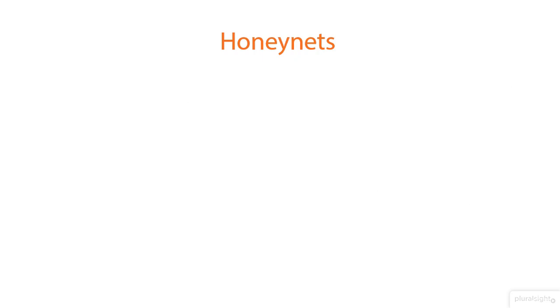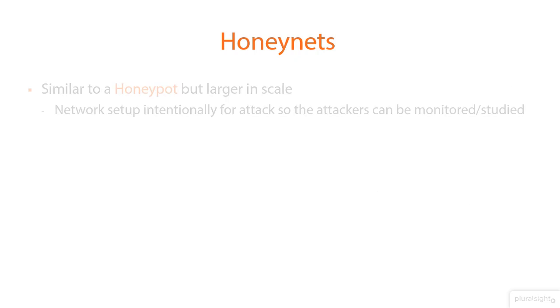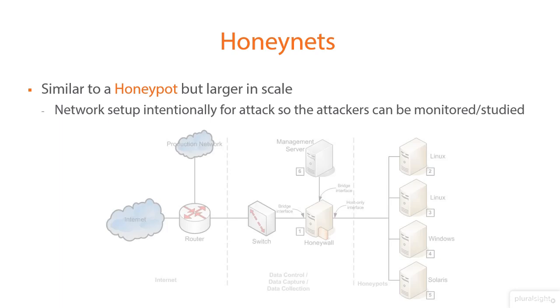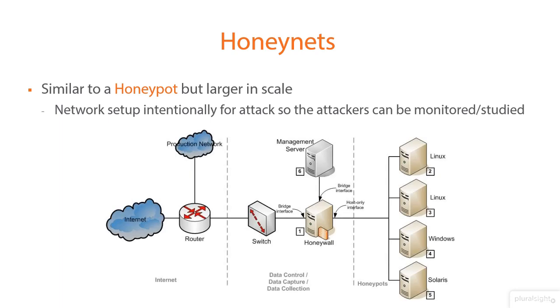So I can do something else on a larger scale called a honeynet. And a honeynet is similar to a honeypot, but it's larger in scale. Again, that network is set up intentionally for attack, so the attackers can come in. We're going to monitor them and study what they're doing. All right, so here we have an example of one.